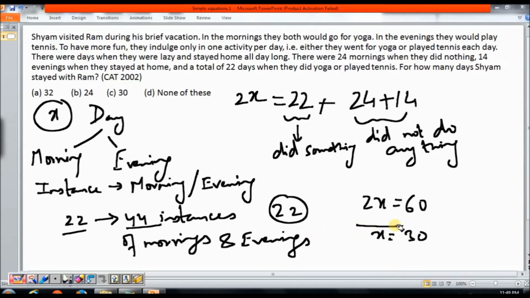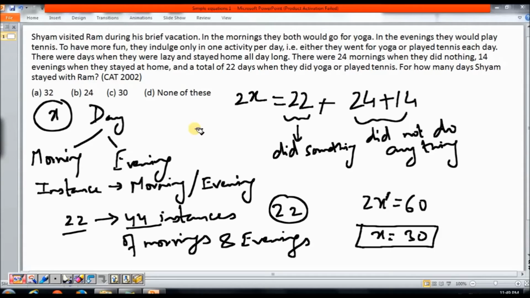So Ram and Shyam must have stayed together for 30 days. Now, if you look at this question, we have converted this word problem into a linear equation in one variable. Linear because the power of x is 1, and in one variable because there is only one variable x, there is no y. So this problem is a simple one, but when put as a word problem, it can become quite challenging. So this is one approach.